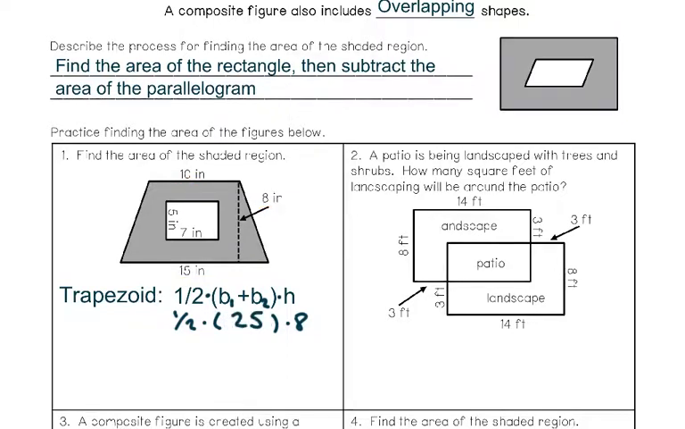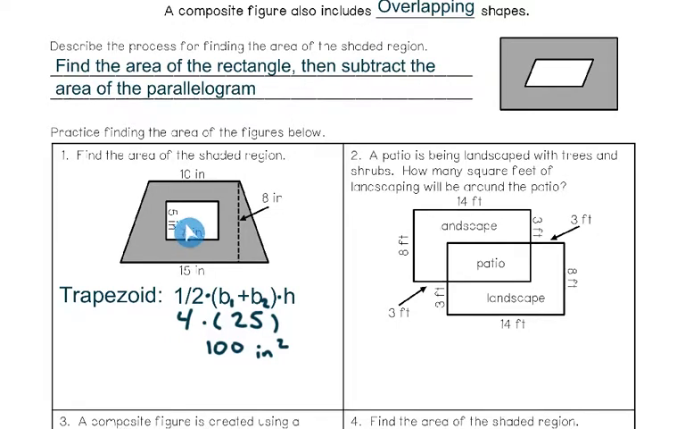15 plus 10 is 25, and then this is where you can use your commutative property, because instead of taking half of 25, it'd be easier to take half of 8, which is 4. 4 times 25 is a lot easier, because you know that 4 quarters makes $1. So the area of all of this is 100 square inches.